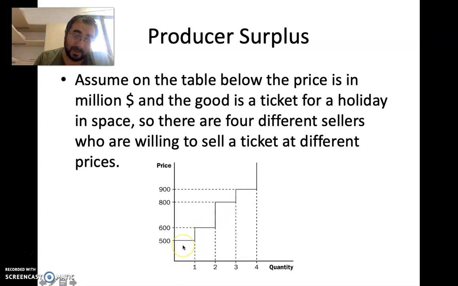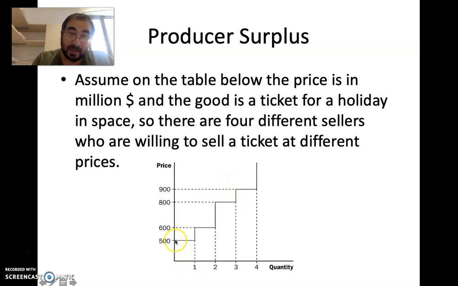In this case, the producer surplus of the first one is 900 minus 500, because he was willing to accept 500, but he was able to sell for 900, so $400 million, let's say. For the second one, it is $300 million. For the third one, it is $100 million, and for the last one, it is zero, basically. So these rectangles again, I mean, it's not drawn that way, but the rectangles again will represent the producer surplus.